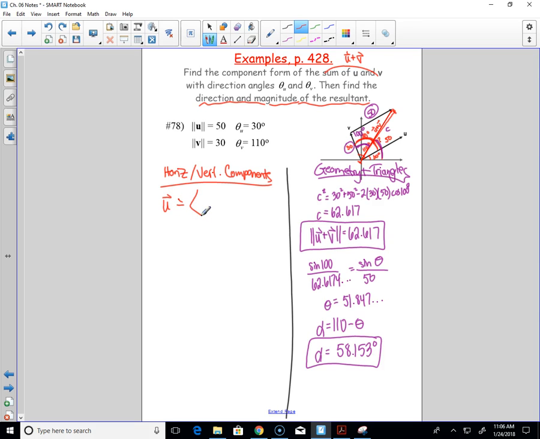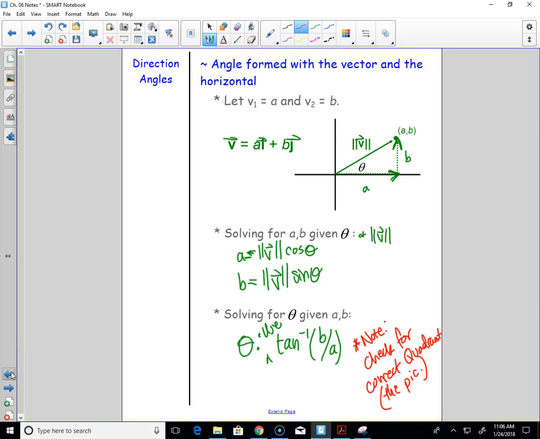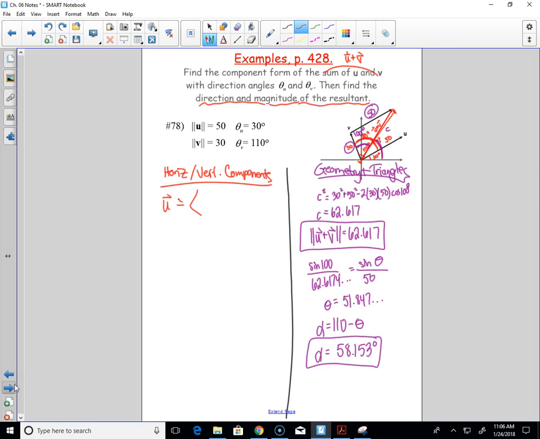How can I plug them into components? It's okay. Look at the formulas we just wrote. I want A and B, and I've been given direction and magnitude, theta and magnitude. Can't I just plug in? Okay, so I am going to plug in. And when I plug in, I'm going to get the following.